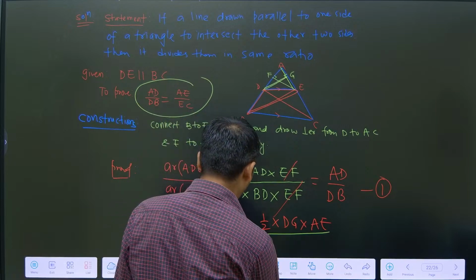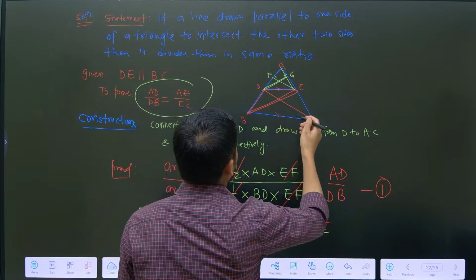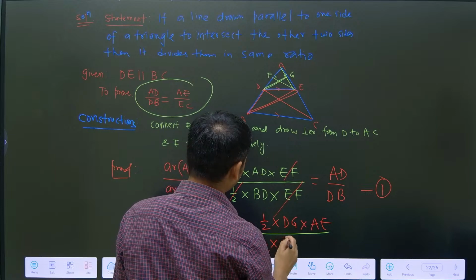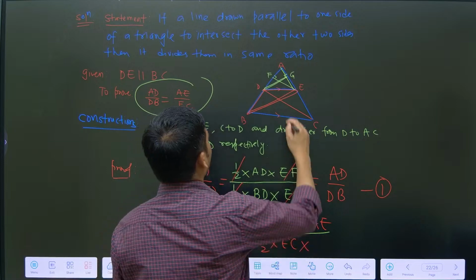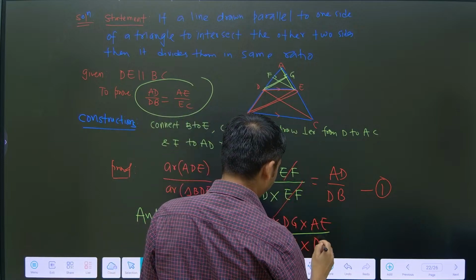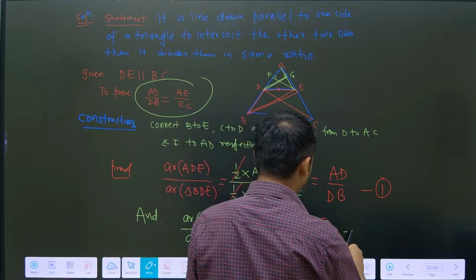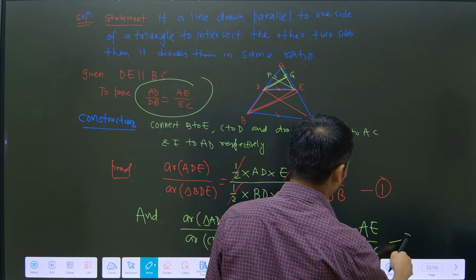And here if I have to find the area of triangle CDE, half times, are you getting it? In this case, we'll take the base EC times, again the height is DG only. So you can cancel this DG and this DG, half and half. We have got AE upon EC. That's 2.